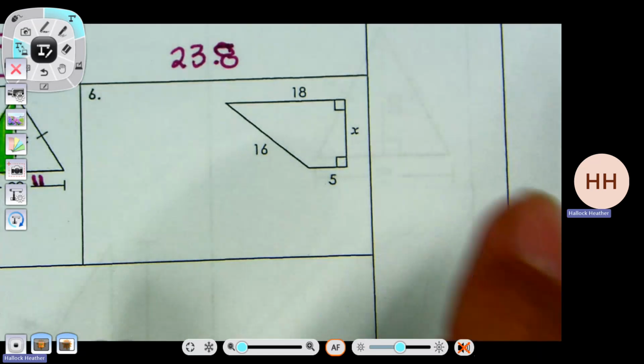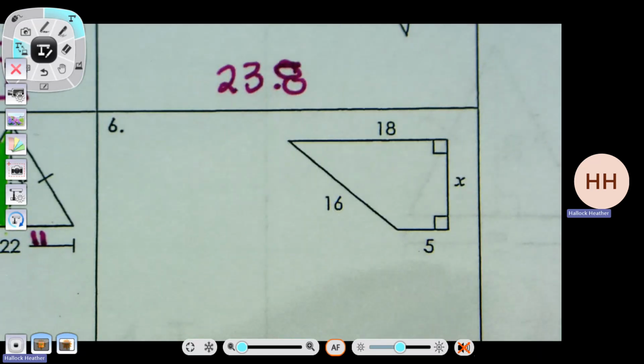Let people think. Okay, so for number 6, we don't have a right triangle. We have a trapezoid. We have to make a right triangle. We need a right triangle to use the Pythagorean theorem. Does anybody see where I can maybe draw a line to make a right triangle?